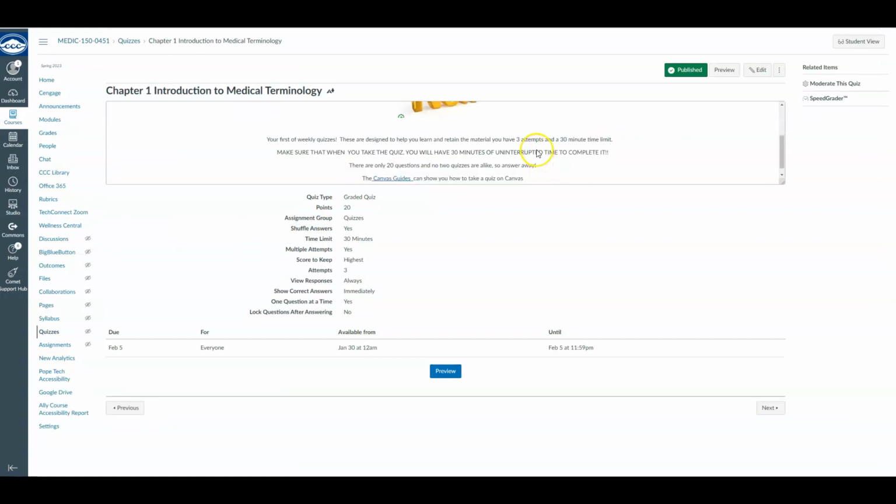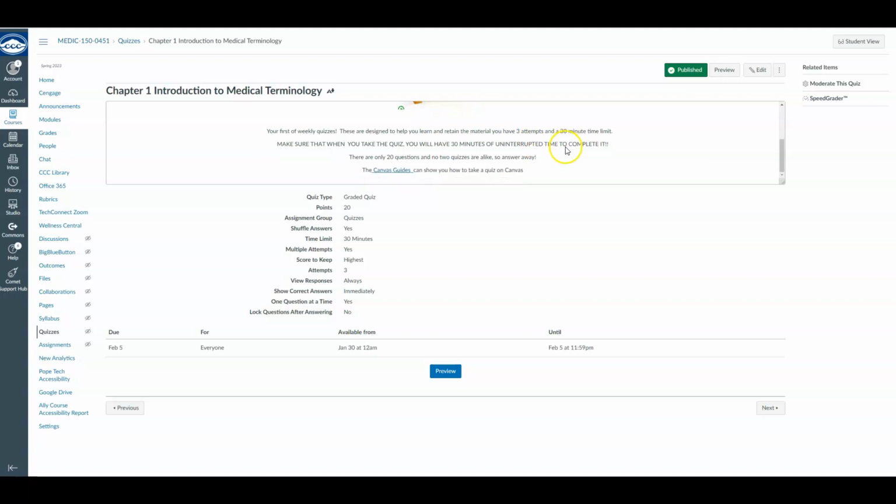You have 30 minutes to take your quiz. There's only 20 questions. The questions are randomized, so they will be different every time you do it, which will also help you to understand and retain the information. So everything I do and assign is sort of repetition to help you remember. So you have 3 attempts. My suggestion is you take all 3 attempts. I will take the highest score.